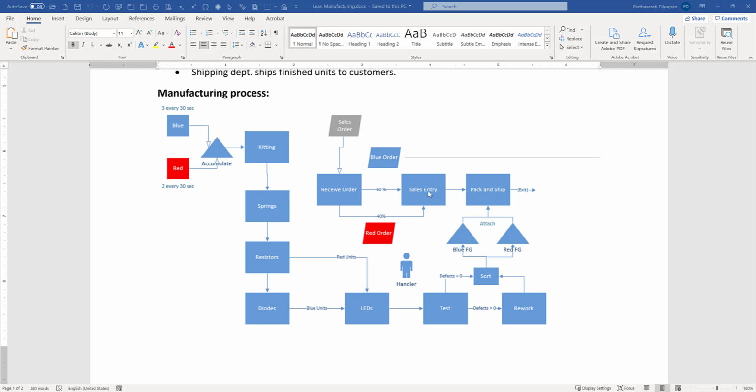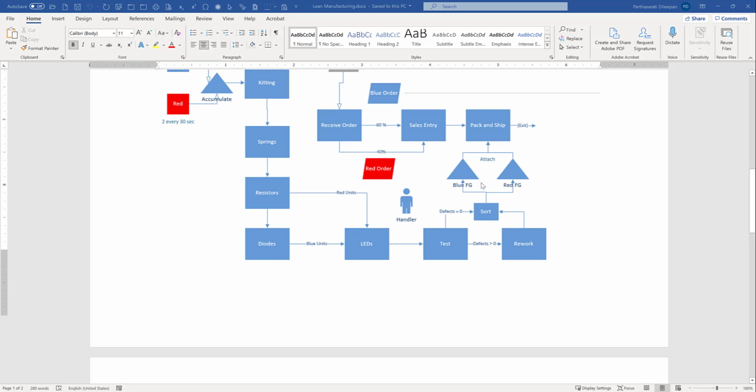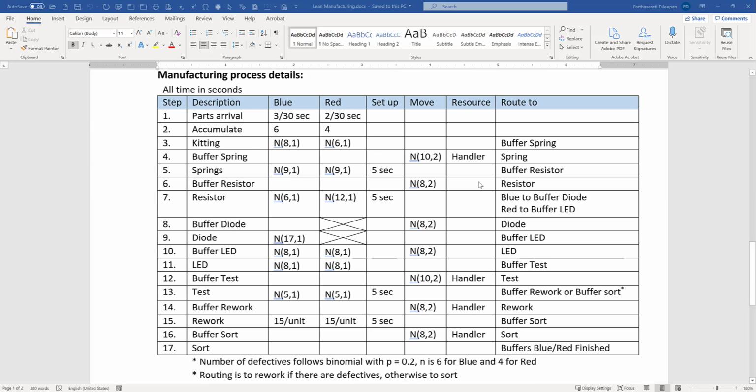Okay, and both orders are entered and then sent to pick and ship. Okay, so this is the overall outline of the production and sales order process. And here is the information needed, like how long it takes at each step.